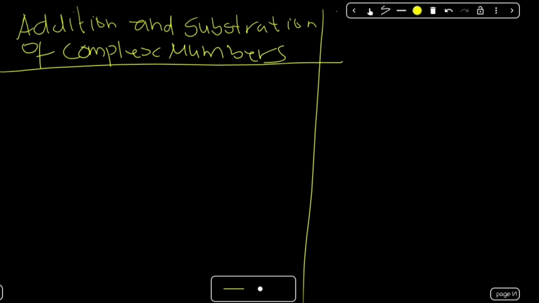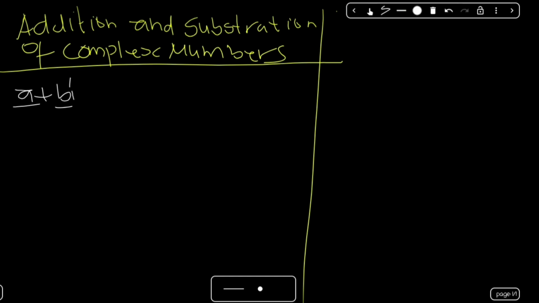In this video, we are going to learn about addition and subtraction of complex numbers. We've already known that a complex number can be written in the standard form a plus bi, where a is a real number and b is an imaginary number. So anytime you are being asked to add complex numbers, you only add the corresponding real parts and the corresponding imaginary parts. And if you are subtracting, you subtract the corresponding real parts and the corresponding imaginary parts.